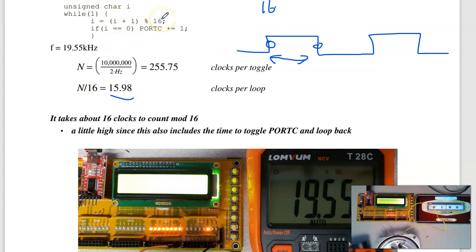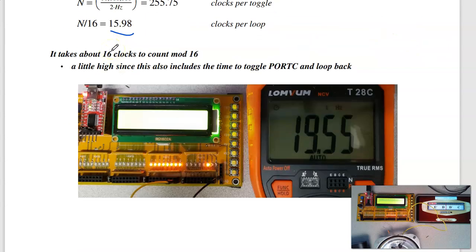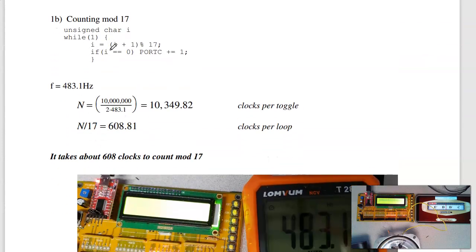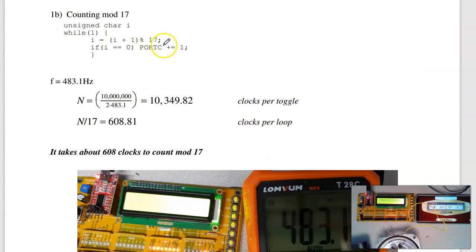So the counting mod 16 is 16-ish. I've also got some lines of assembly for this line of code, some lines of assembly for the while loop. So it's 16 or less. That's counting mod 16. Do the same thing, mod 17.